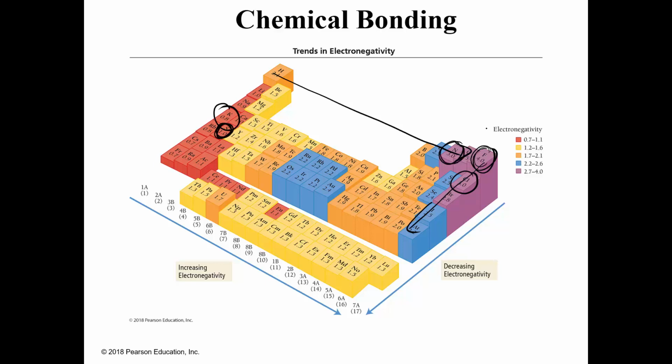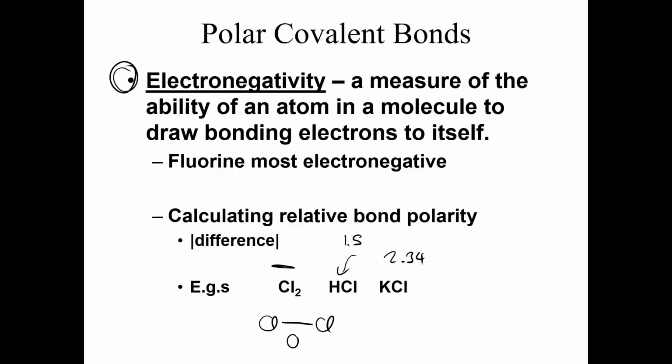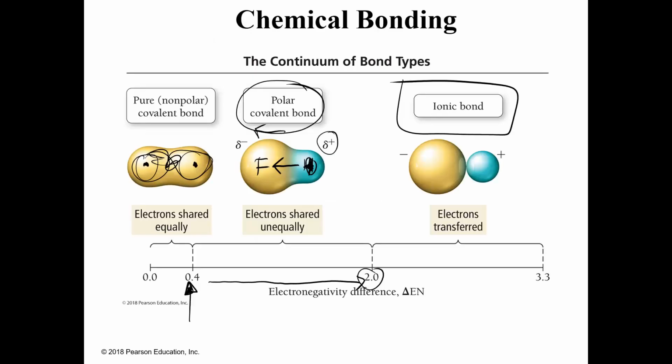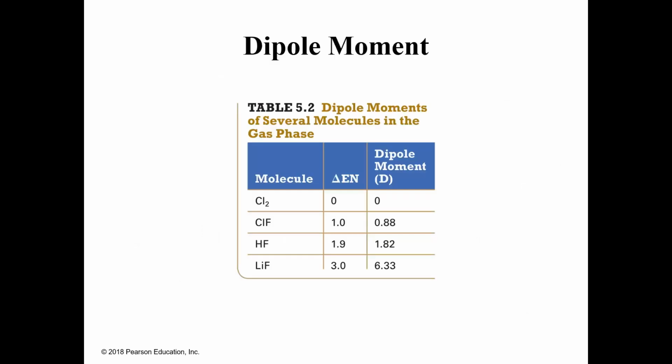Nitrogen is 3.0 and oxygen is 3.5, so 0.5 is the difference. It's not ionic, it's polar covalent, barely over this line. So it's weakly polar, but if I ask you this on an exam, you would call this a polar covalent bond. Anything past 0.4 is polar, and then ionic. So you get the idea.